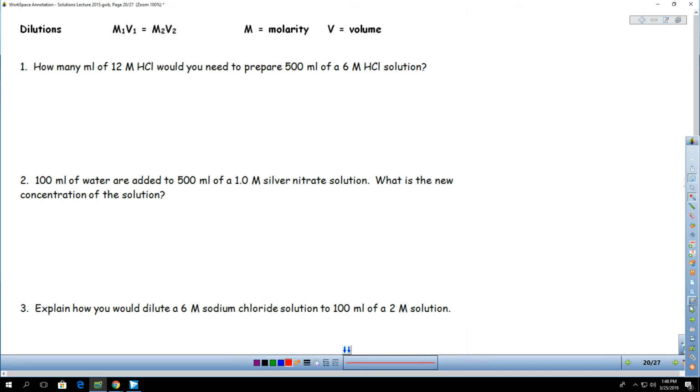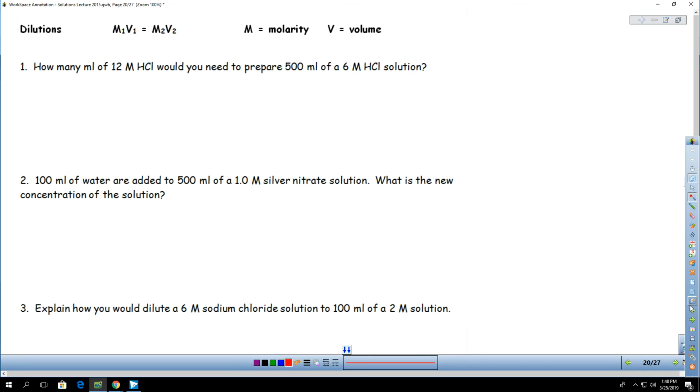It could look like this: M1V1 equals M2V2, where M1 and V1 are your initial molarity and your initial volume. M2 and V2 refer to your final solution, the final concentration, the final molarity, and the final volume. We can do some really simple calculations. Number one: how many milliliters of 12 molar hydrochloric acid would you need to prepare 500 milliliters of a 6 molar hydrochloric acid solution?